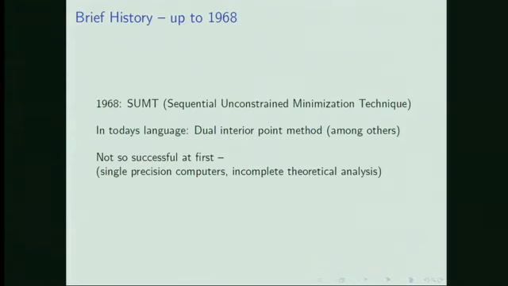Then in the 1960s, people developed barrier methods and penalty methods, and they were summarized in the book by Fiacco and McCormick, SUMT, Sequential Unconstrained Minimization Techniques. And one of the methods, in today's language, you would say it's a dual interior point algorithm. But at that time, it was not successful, partly because of ill conditioning and partly because computers only had single precision. Later on, with double precision, that would have been slightly better.